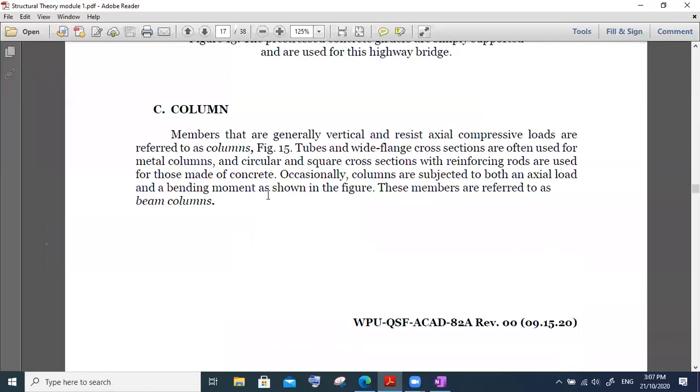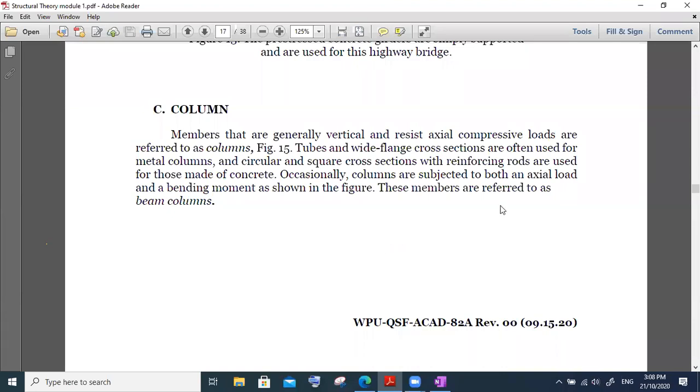Next one is the column. So, kilala natin si column. Pag sinabing column, poste, haligi. Members that are generally vertical and resist axial compressive loads are referred to as columns. So, tubes and wide flange cross-sections are often used for metal columns, and circular and square cross-sections with reinforcing rods are used for those made of concrete. So, kapag concrete yung column natin, meron tayong steel reinforcement.